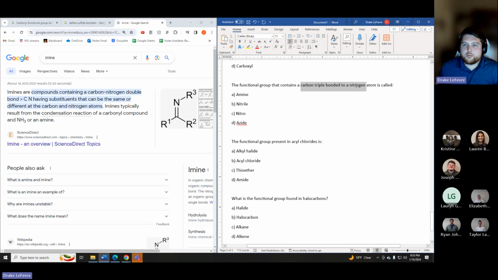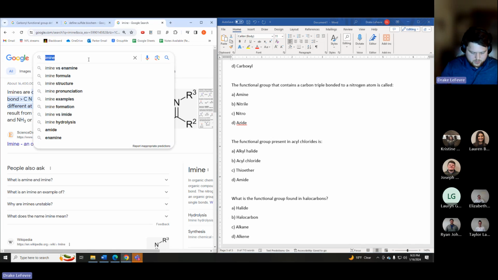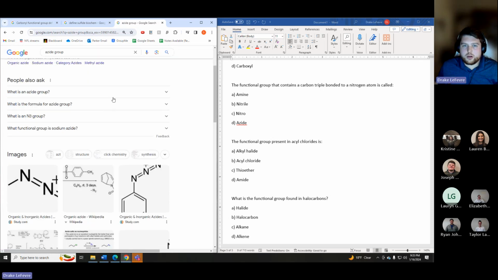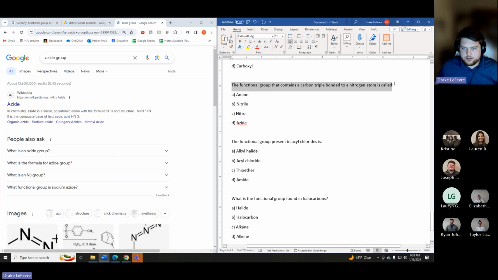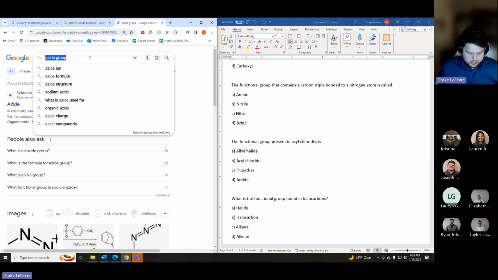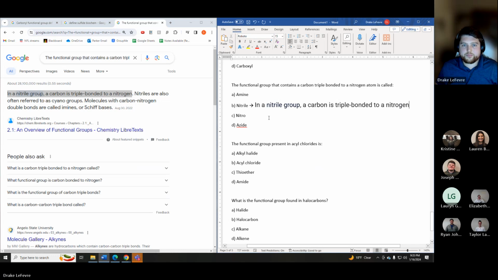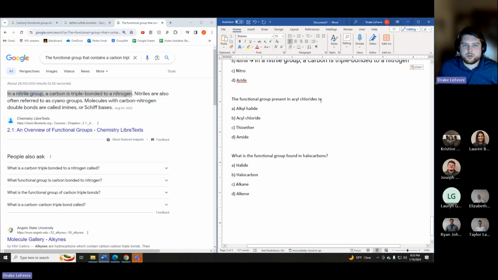Carbon triple bonded to a nitrogen atom is called, I think this one is an azide, which I don't think we talk about. Nope. Might be one of the nitros. A nitrile is carbon triple bonded. You might mention nitriles. I can't remember off the top of my head right now. Functional group present in acyl chlorides. I don't recognize that, so probably not super important.